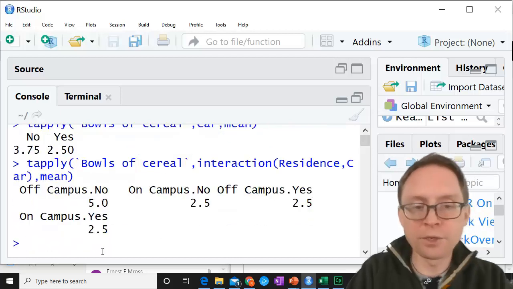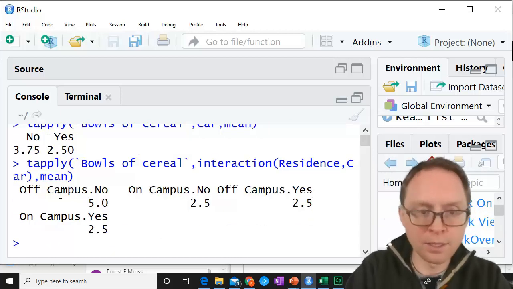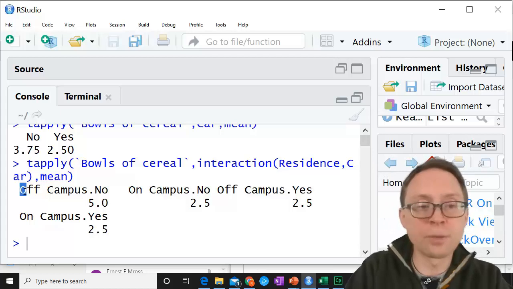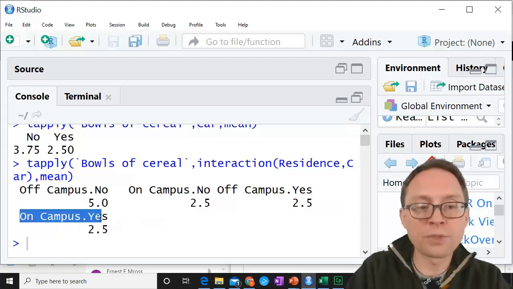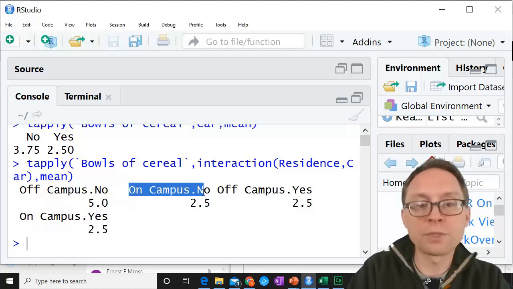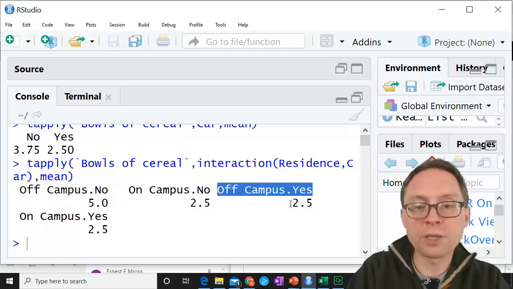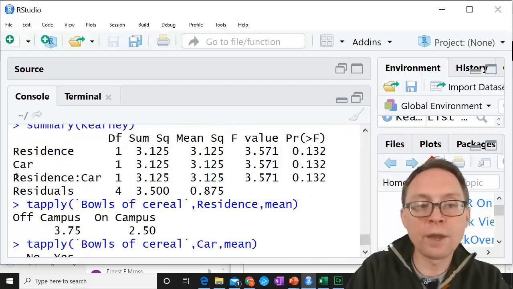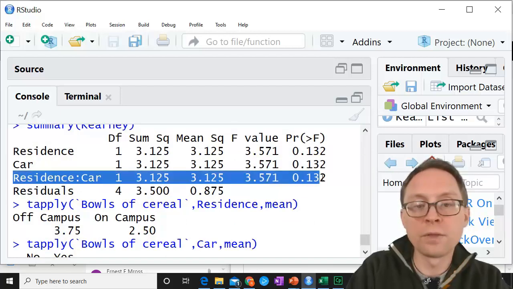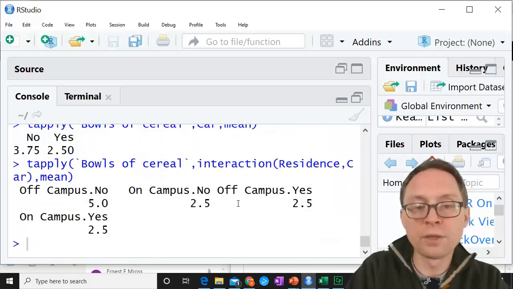When you do that, here's what you get. Notice that this is the interaction. People who live off campus with no car, they have an average of 5. On campus with a car, average 2.5. On campus, no car, average 2.5. Off campus, yes car, average 2.5. This line right here is telling us that there's no significant difference between any of these 4 groups.